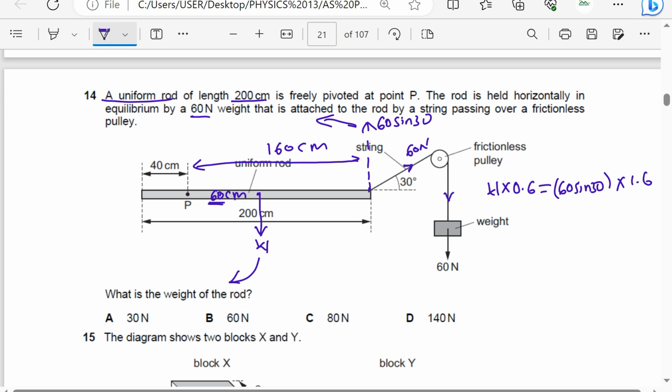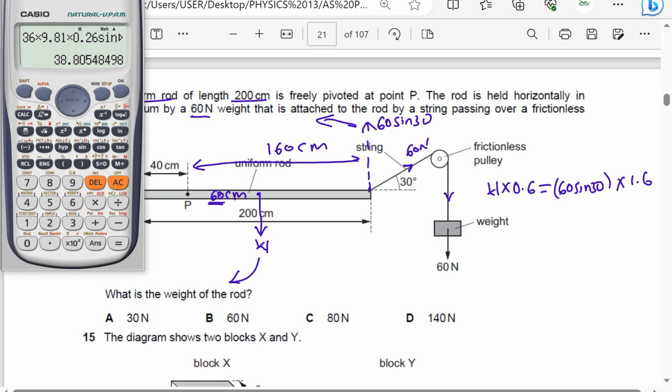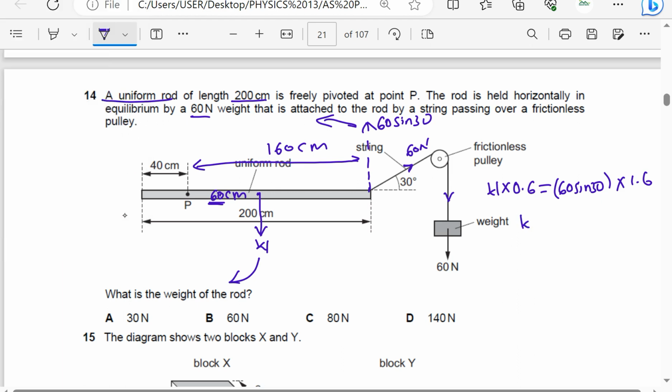So I'll just check my calculator and find W. So 60 sine 30, that is 30, times 1.6. Then divide by 0.6, that is 80. So W, which is the weight, is equal to 80 newtons. So my answer is going to be C.